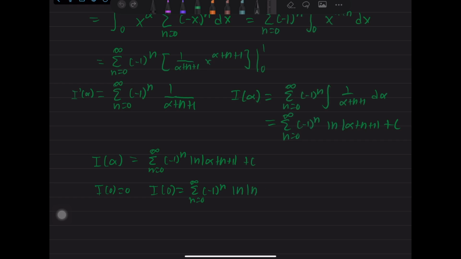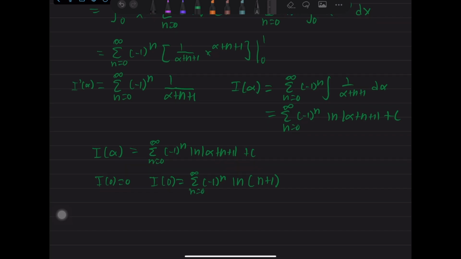And here now we're just going to drop this absolute value since we know that this is positive. In the general case, we can't really drop the absolute value considering that alpha could be negative. So now we can drop that absolute value of ln of n plus 1. This is equal, and we can't forget our plus c, is equal to 0. So we now have c is equal to negative the sum from n equals 0 to infinity of negative 1 to the nth, ln of n plus 1.